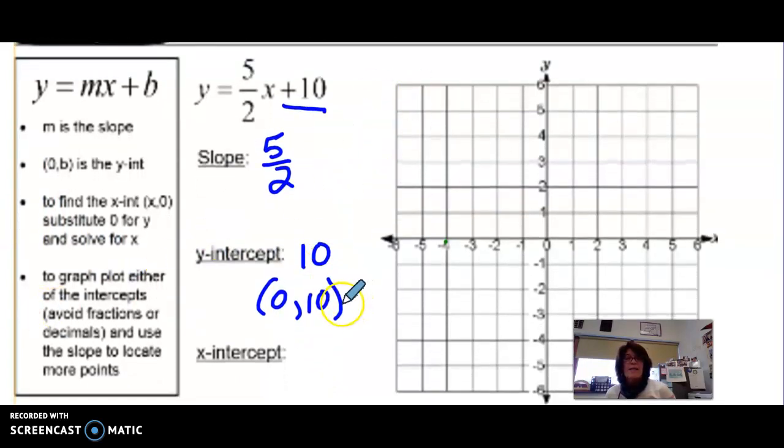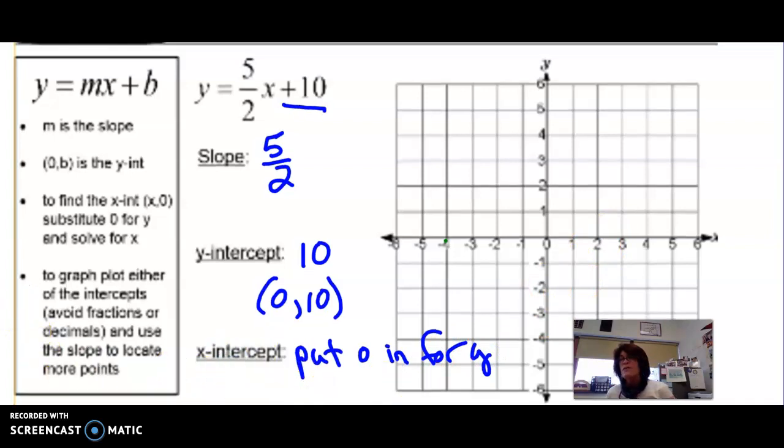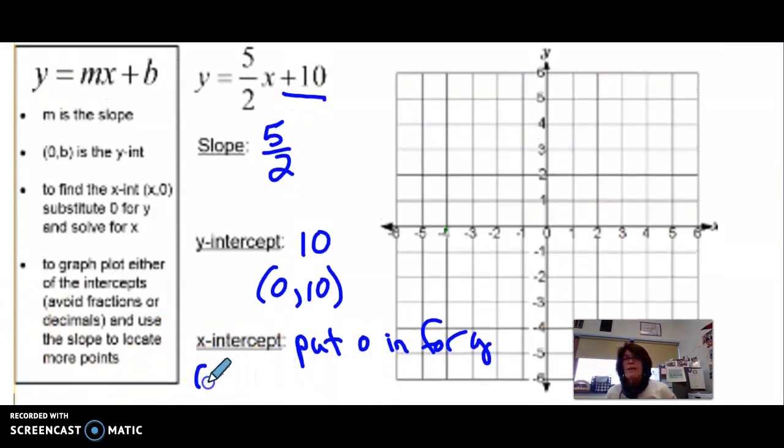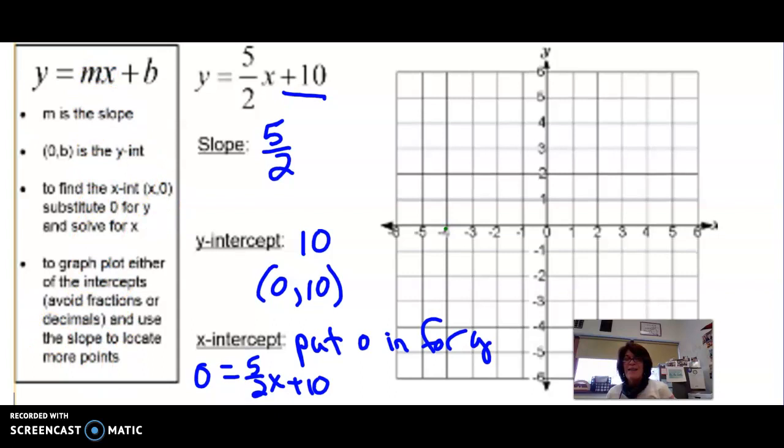I can't see the x-intercept. The x-intercept is what we get when we put 0 in for y. Then that'll tell us where our line is crossing the x-axis. So I have to solve a little equation. 0 equals 5 halves x plus 10. That's how I find the x-intercept. I have to substitute 0 for y. The notes are right over here for you, a little cheat sheet.